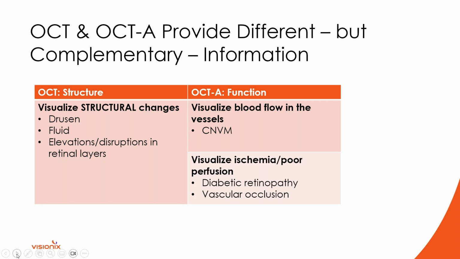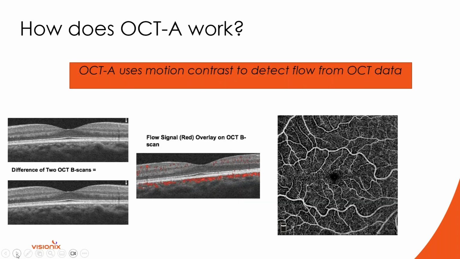But what if I wanted to see if a patient was ischemic, right? What if I wanted to see if they had a loss of blood flow from a vascular occlusion, or if they had too much blood flow from a choroidal neovascular membrane? Those things are not going to be able to be visualized on OCT, thus the utility of OCT-Angiography. We used to say it allows us to look at the function of the retina, which is partially true, but what it really does is allow us to look at the capillary bed, looking at either too much or too little blood flow.